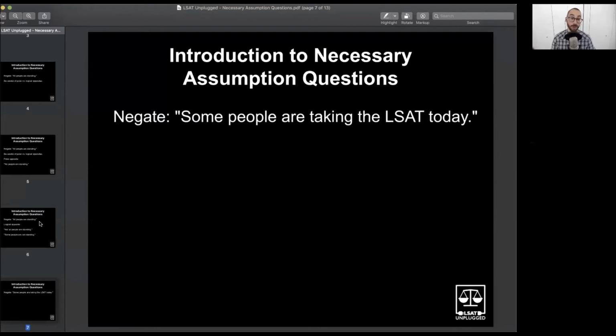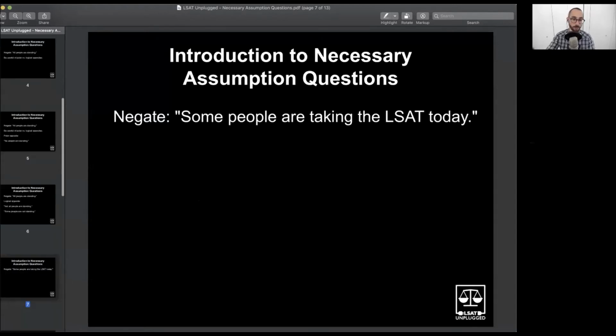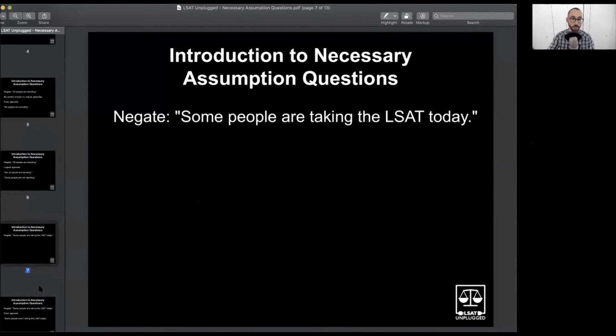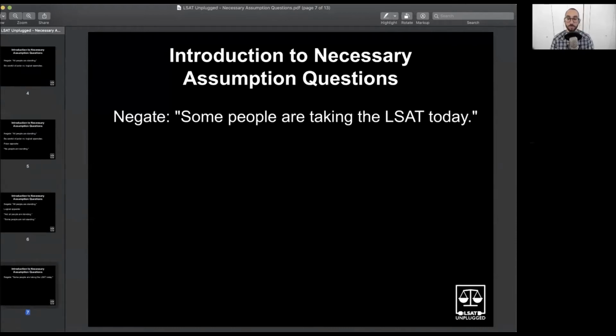So let's do another one. Some people are taking the LSAT today. Again, we have logical opposite versus polar opposite. So take a moment to give that one a shot, then we'll talk about it. So once again, we're focusing on that key quantity word some. If we have some people in the given, the logical opposite would be, as many are writing in the chat here, no one, nobody. So some means at least one. We're saying it's not at least one, meaning 0.